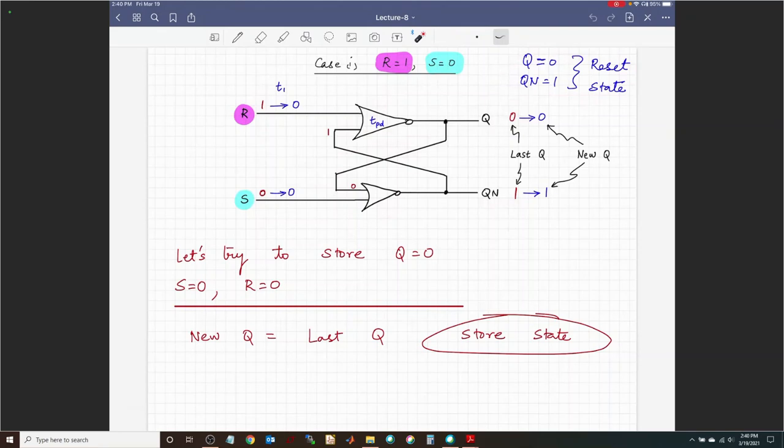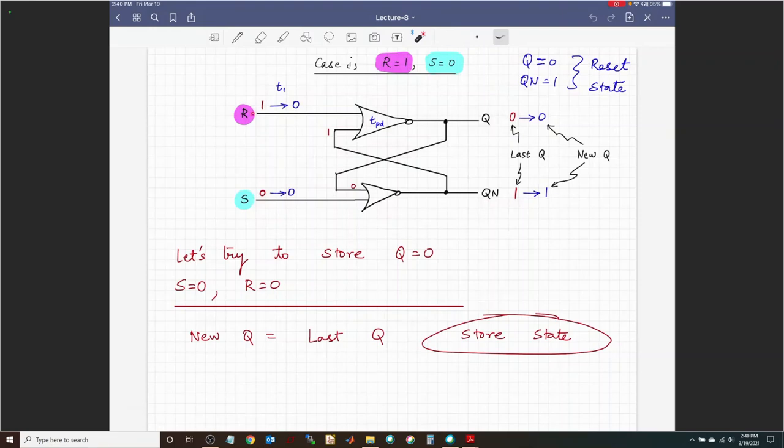But what about us trying to store that zero? Because remember, we had three objectives for a latch. Make a one, store it. Make a zero, store it. Storing it itself was the third objective, right? So if you want to store it, my claim is that you can make both the inputs zero and you should be able to store it. That's my claim. Let's see if it works out or not.